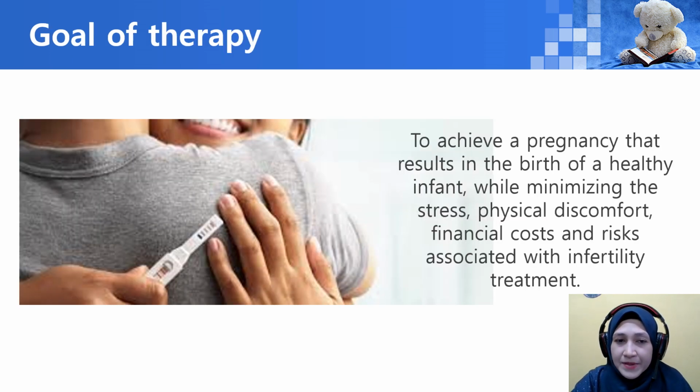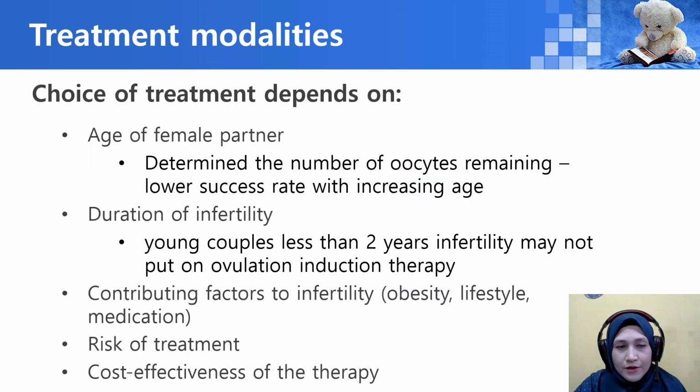So the goal of therapy is to achieve pregnancy, of course. Everyone who has an infertility problem, if they come to seek help, of course they want to get pregnant, but we also want a birth with a healthy infant while minimizing the stress, the physical discomfort, any financial costs or risks associated with infertility treatment. So the choice of treatment depends on several factors.